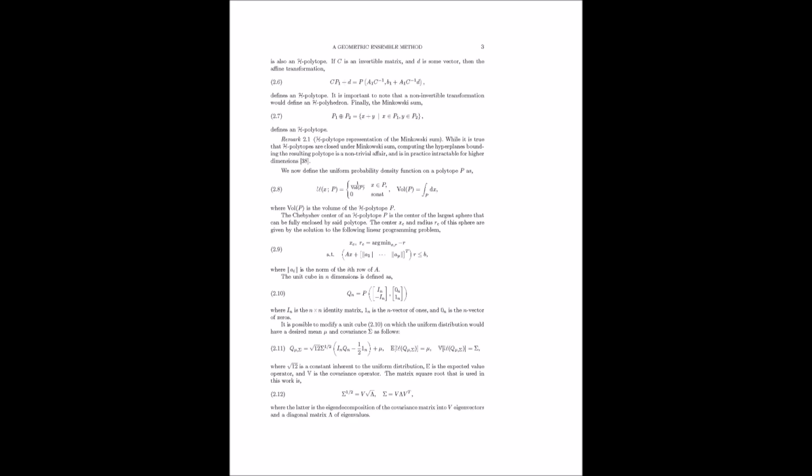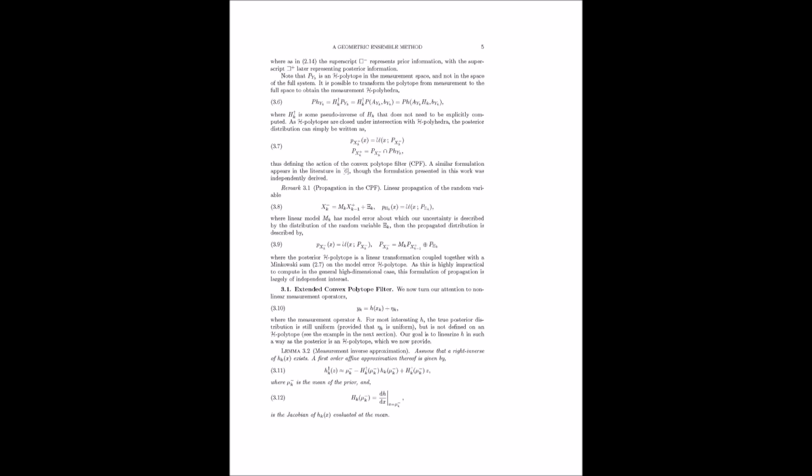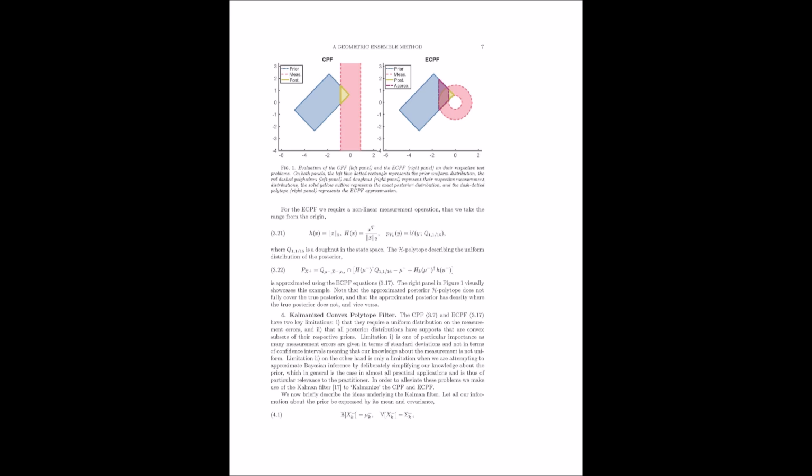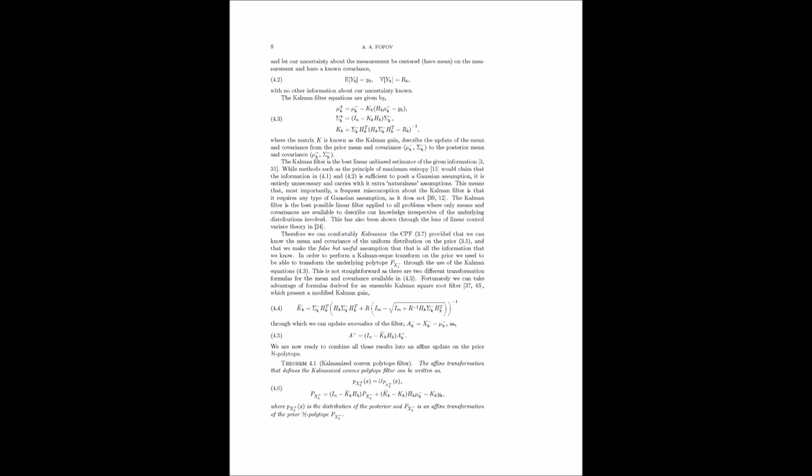So they introduce this Lemma 3.2, which gives us a first order approximation of the inverse of the nonlinear measurement. So h_k inverse of z is approximately equal to mu_k minus H_k inverse of mu_k times h_k of mu_k, plus H_k inverse of mu_k times z, where mu_k is the mean of the prior, and H_k of mu_k is the Jacobian of h_k evaluated at the prior mean.